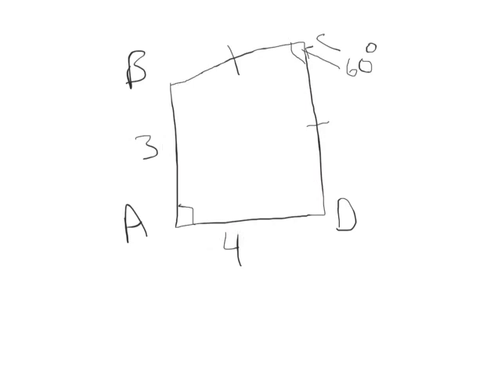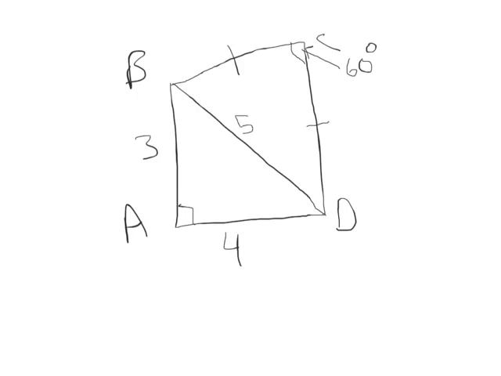We are told to find the area of quadrilateral ABCD, where AB is 3, AD is 4, BC and CD are congruent, and angle C is 60 degrees. So I want to break this into parts. I'm going to construct a triangle, ABD, where now I have a special 3, 4, 5 triangle, so the hypotenuse has to be 5.